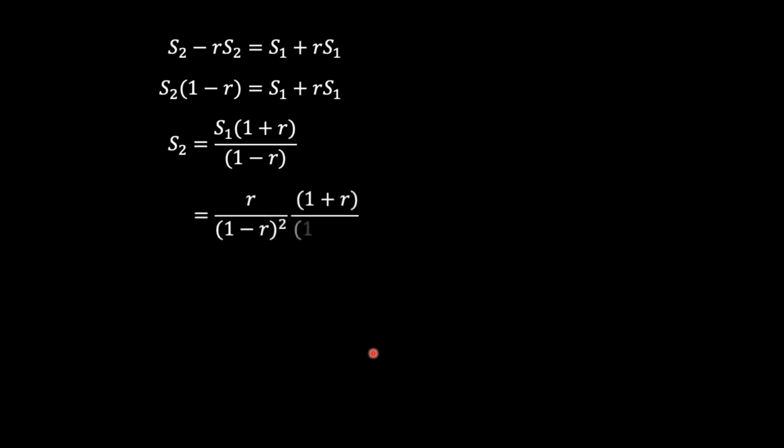So factoring out, we have S2 in brackets 1 minus r equals S1 plus rS1. And so S2 is S1, we factor that out, times 1 plus r divided by 1 minus r. So we know S1 to be r over 1 minus r squared. So r divided by 1 minus r squared times 1 plus r over 1 minus r. This is equal to S2. So our final value for S2 is r times 1 plus r over 1 minus r cubed.